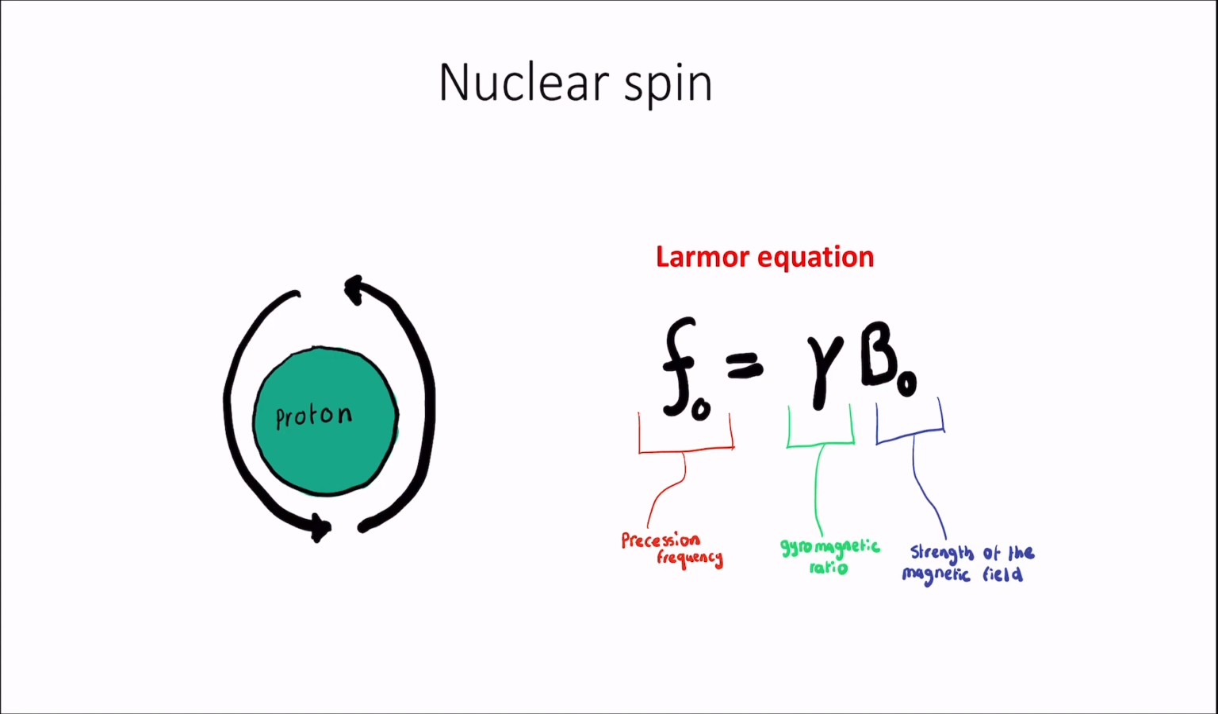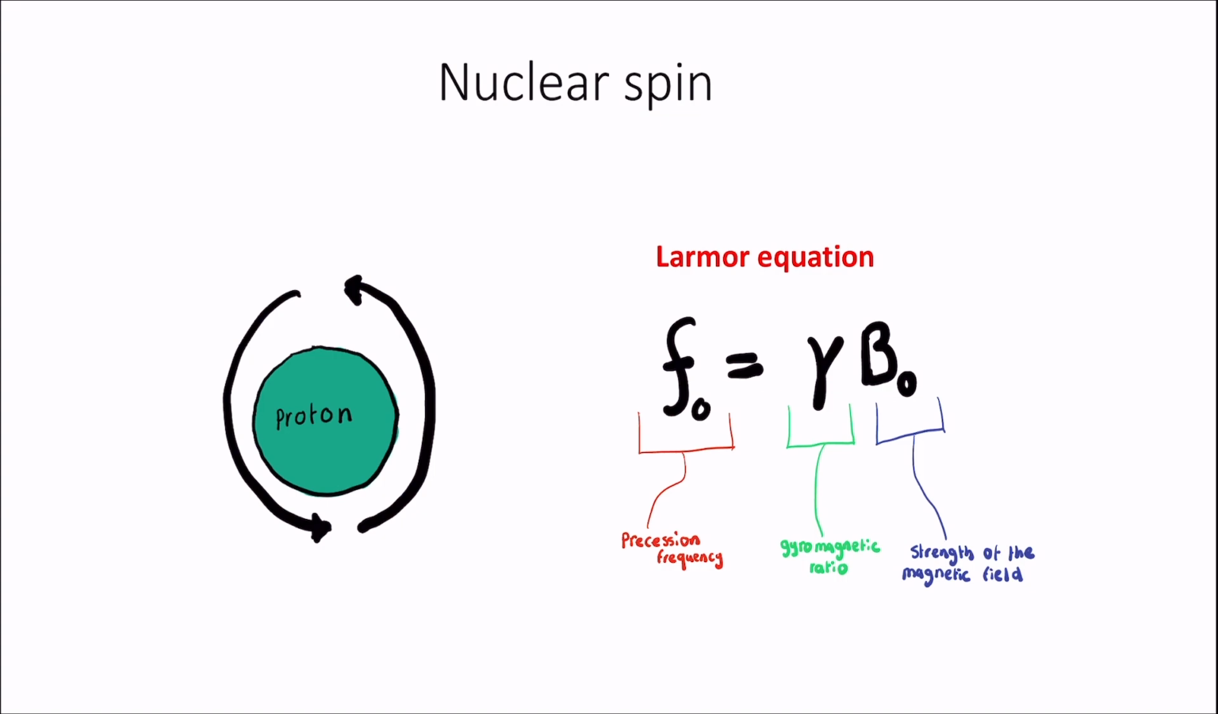And how does this spin actually work? Well, the spin is predictable. The spin will go according to the Larmor equation. The Larmor equation is that the precession frequency is equal to gamma times B0. The gamma is a gyromagnetic ratio, which is a kind of constant that's different for the protons in different types of tissues.